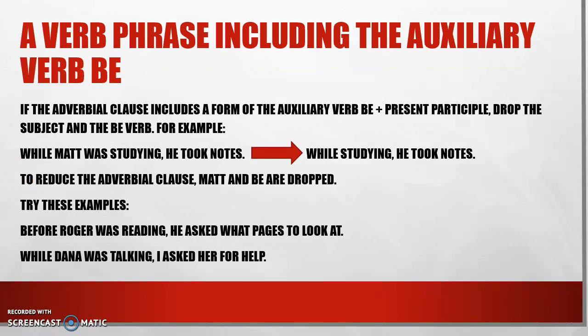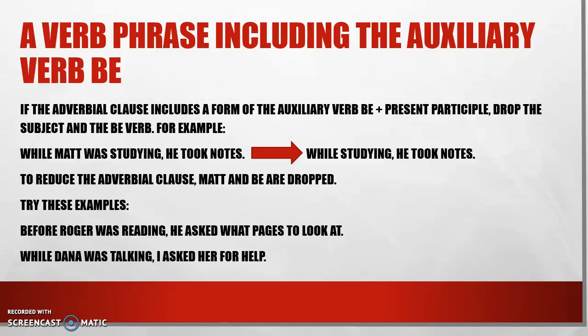So first we're going to look at a verb phrase including the auxiliary verb be. If the adverbial clause includes a form of the auxiliary verb be and a present participle, you drop the subject and the be verb. For example, while Matt was studying, he took notes. To reduce the adverbial clause, the subject Matt and the auxiliary form of be will be dropped. In this case, the auxiliary verb of be is was. So the new sentence will be, while studying, he took notes.